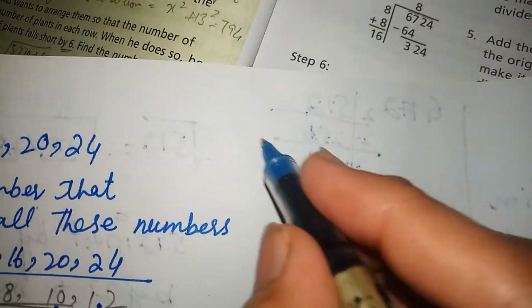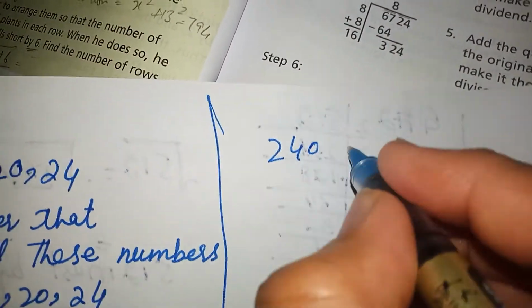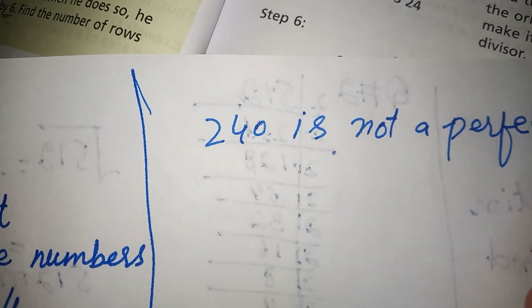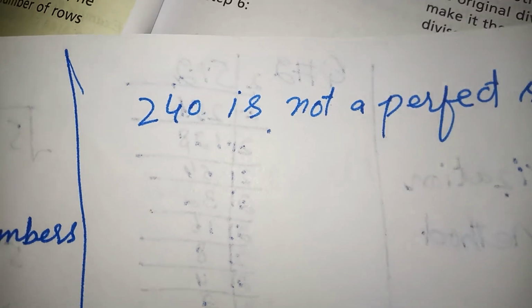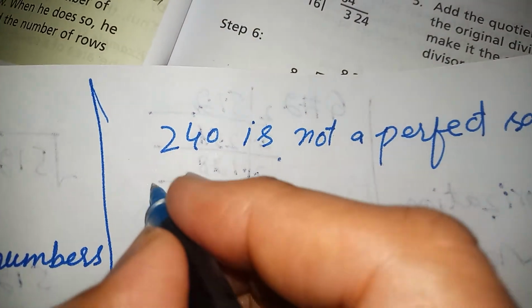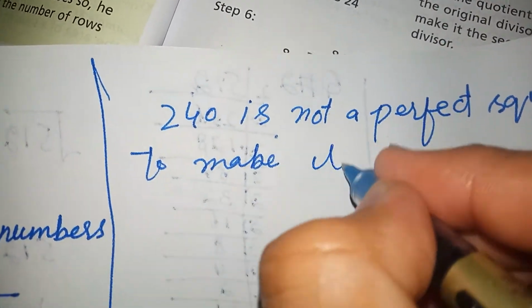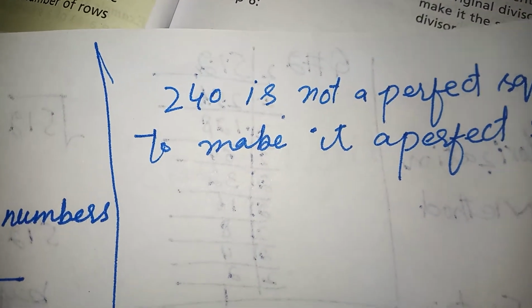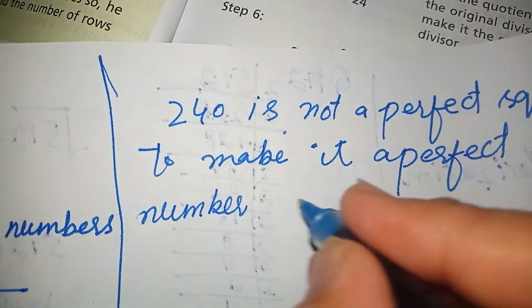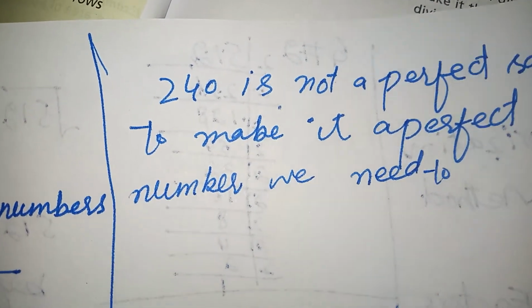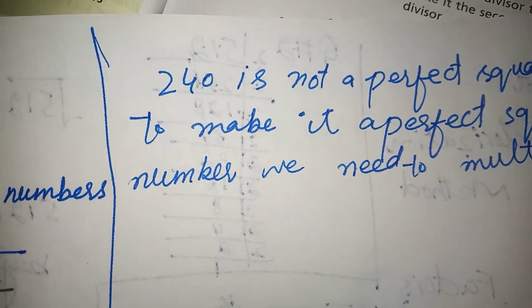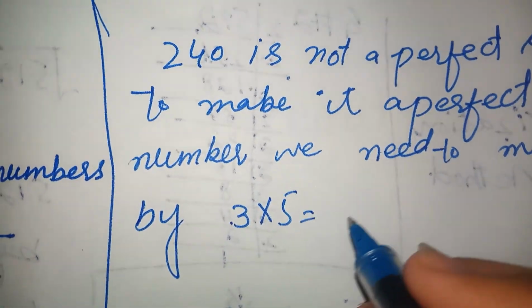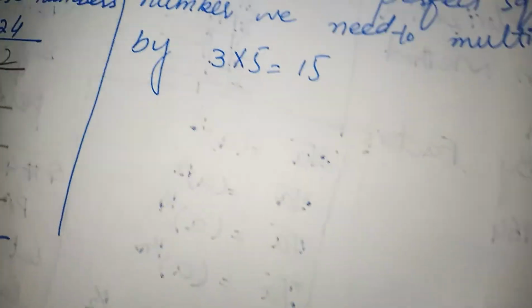So we will write here a statement that 240 is not a perfect square number. To make it a perfect square number, we need to multiply it by 3 5s are 15, by 15, 3 and 5.